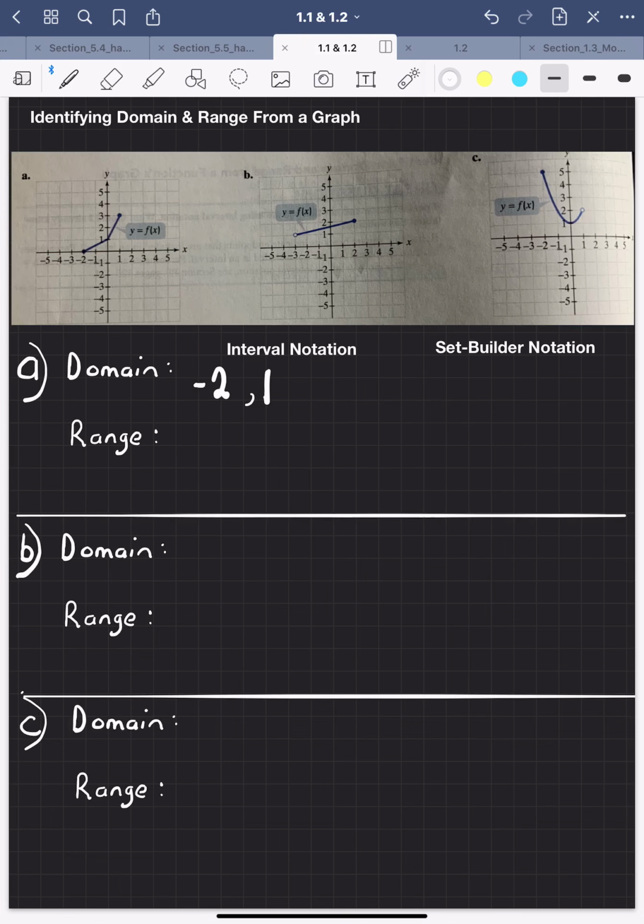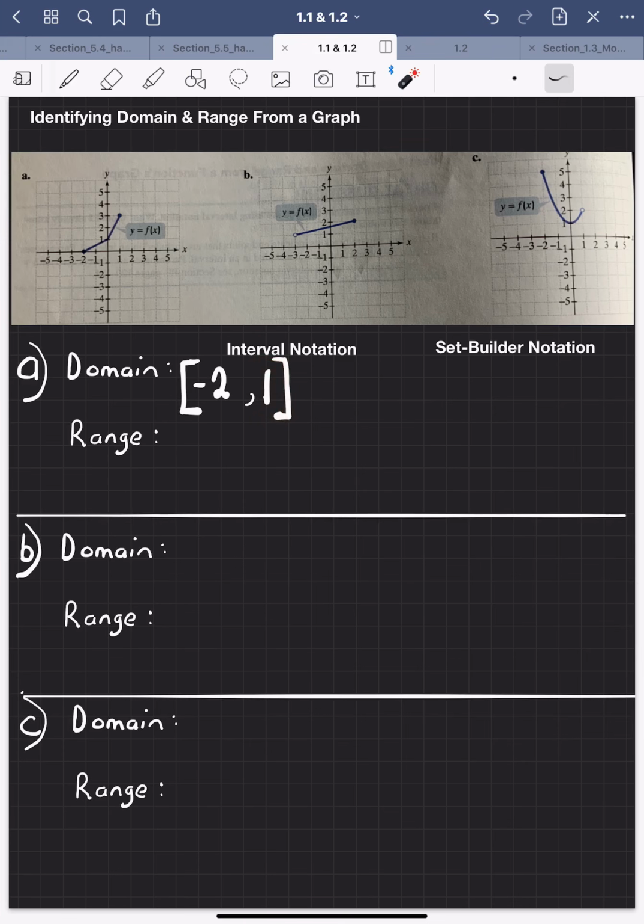And the way we show that is we use brackets. So that bracket right there tells me that it starts at -2, and -2 is included. Then it proceeds to 1, and it stops at 1, including 1. The brackets tell me that. All right, let's do the range, and we'll go to the next problem.